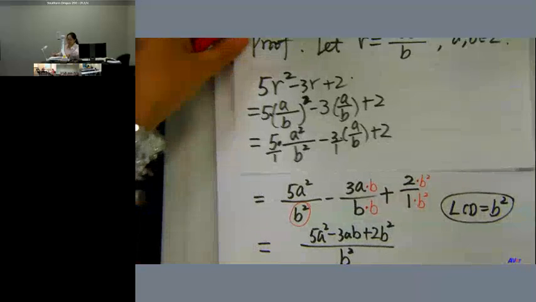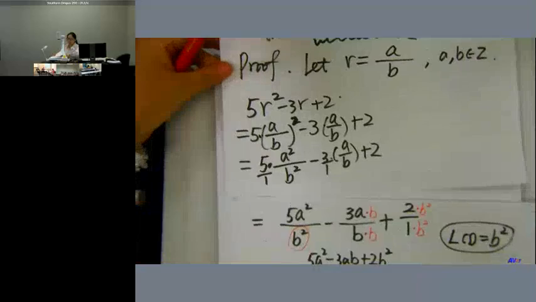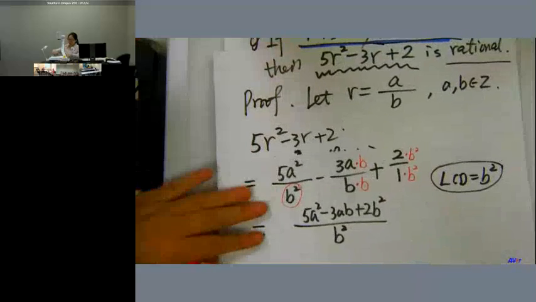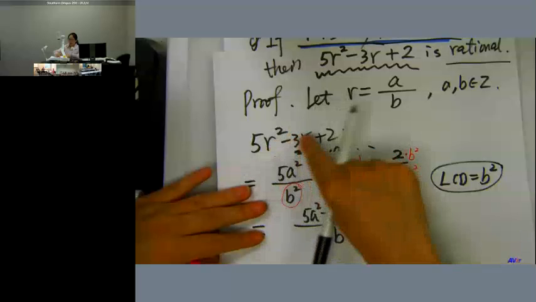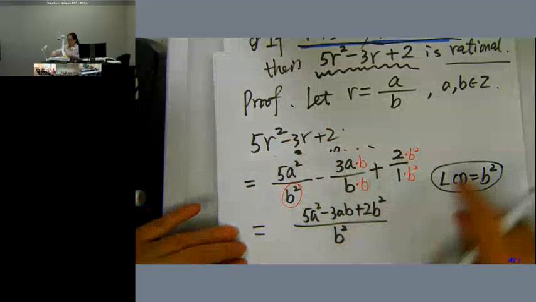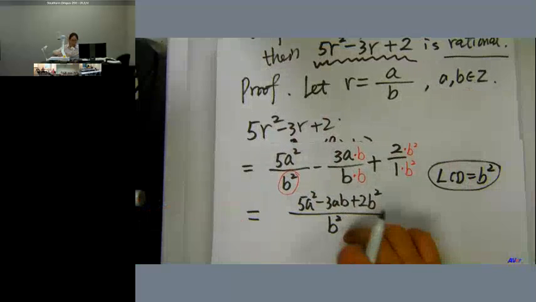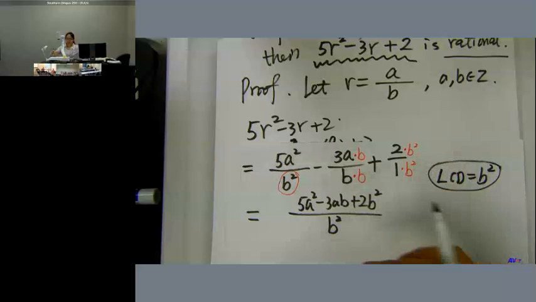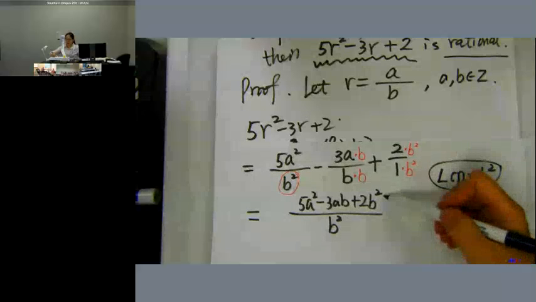And look at this final simplified answer. After all that work, we found out 5r squared minus 3r plus 2 can be simplified as 5a squared minus 3ab plus 2b squared over b squared. Does this fit our definition of a rational number? Yes? Again, a rational number is an integer divided by an integer.